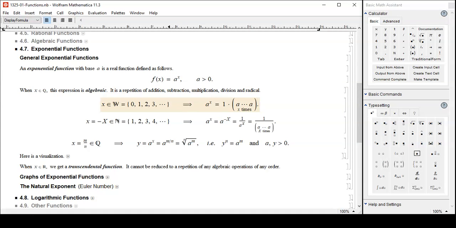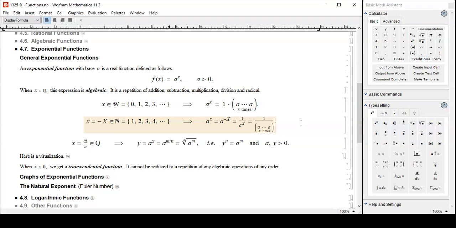When x is a whole number, 0, 1, 2, 3, and so on, we can define it as a repeated multiplication. When x is 0, then no multiplication, so it stays at 1. If x is, say, 4, then multiply a 4 times to 1. Now, what if x is negative? Then we get repeated division. So, we covered all the integers. 0 or positive, repeated multiplication. Negative, then we have repeated division.